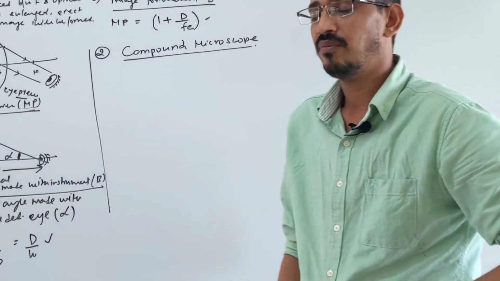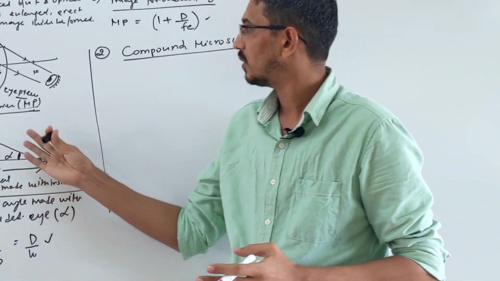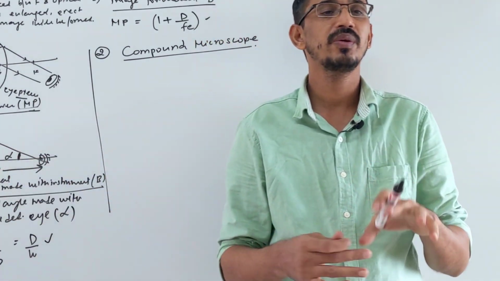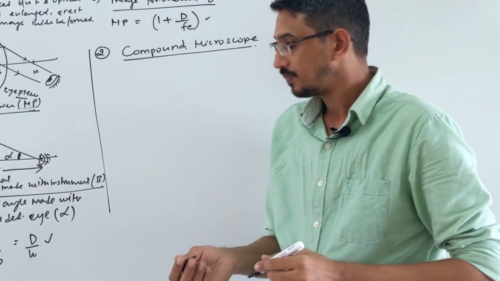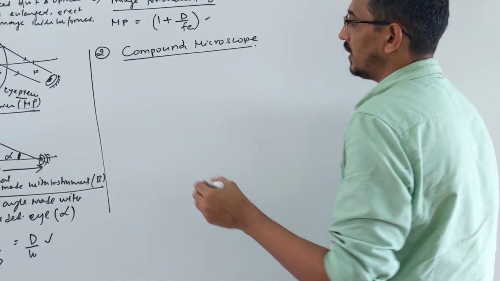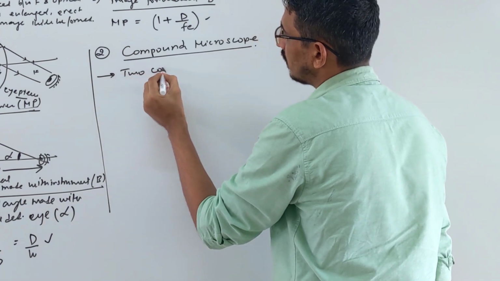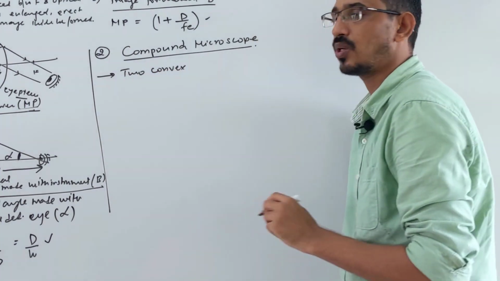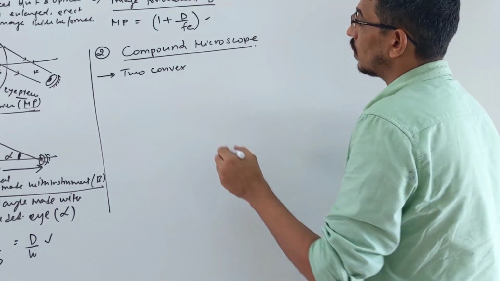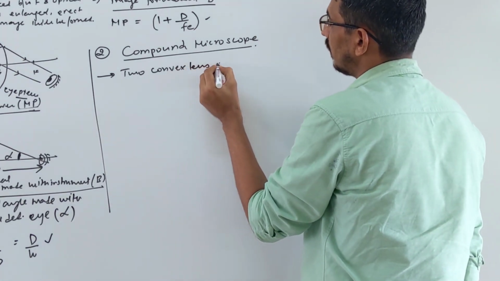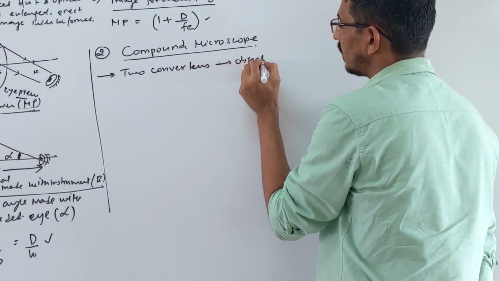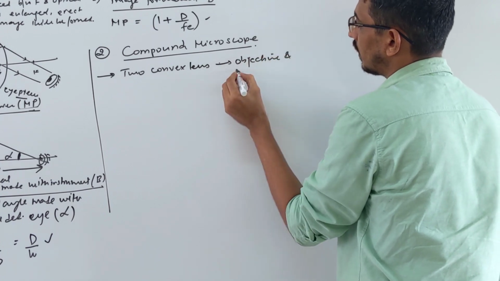Okay, the compound microscope is the extended version of your simple microscope. It is used to magnify even more, right? Here we have two lenses, and both are convex lenses. A convex lens is called your magnifying lens, right? Two convex lenses we use here. One is called the objective lens, and the other is called the eyepiece.